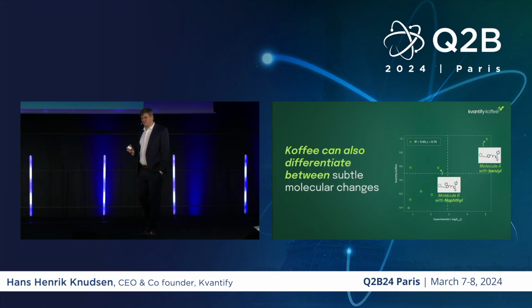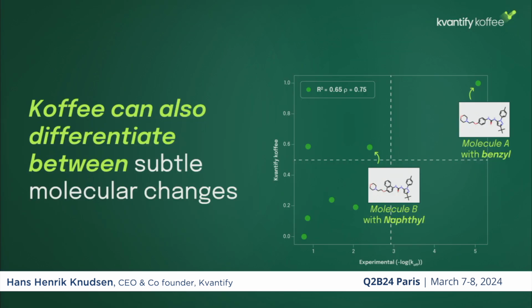It can detect very subtle molecular changes. So if you look at these two molecules, there's only one aromatic ring difference between them. But they obviously have quite different K-off rates, which you can see in experiments, but it's also verified when we compute them using Koffee.